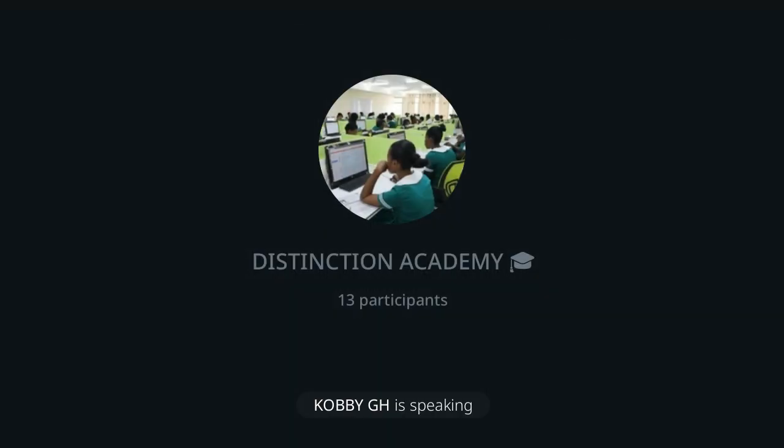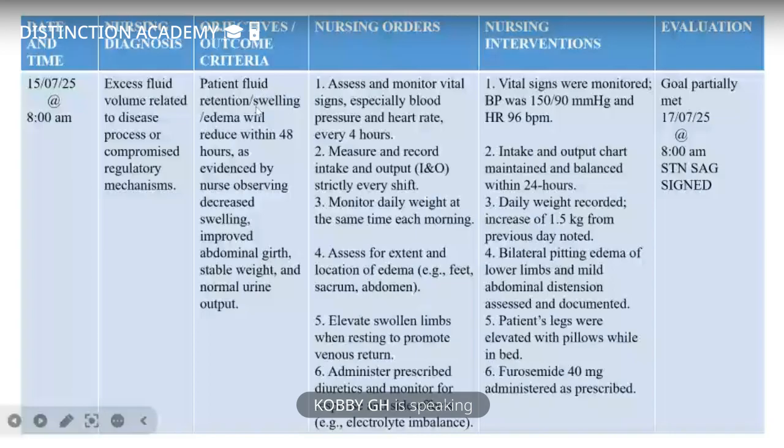Objective/outcome criteria: patient's fluid retention or swelling or edema will reduce within 48 hours, as evidenced by the nurse observing decreased swelling, improved abdominal girth, stable weight, and normal urine output. You see over here, if you write this very problem, edema, your goal will be partially met, definitely.